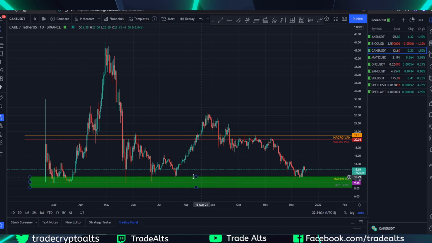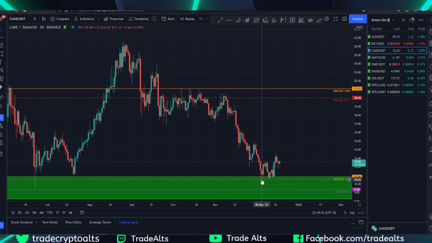This is still the type of play that I'm looking for, and you can see an instance of why I would still be looking for this play. This is one that I gave out when price was way up here. I think it was right around here or something like that. We had quite a ways to go down, and I said to be patient. Exactly what I said was you could start nibbling here if you really want to buy Cake.